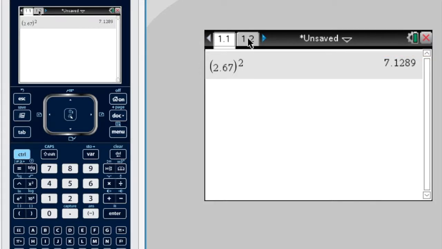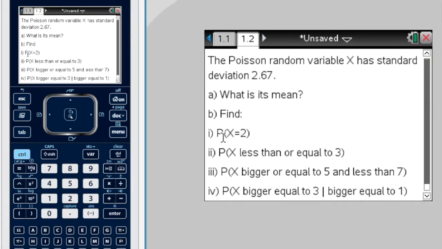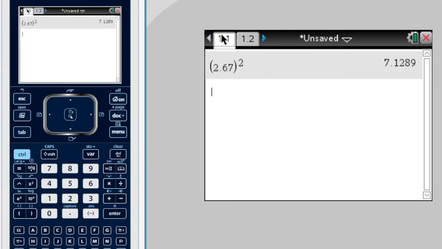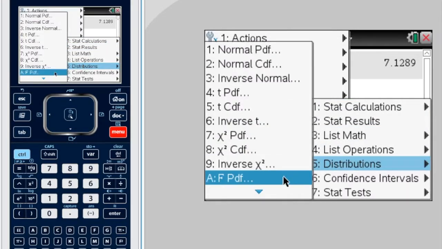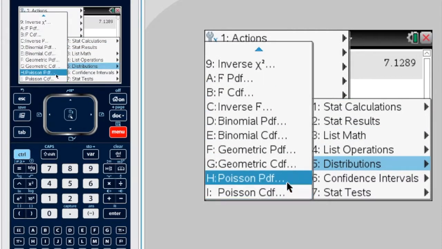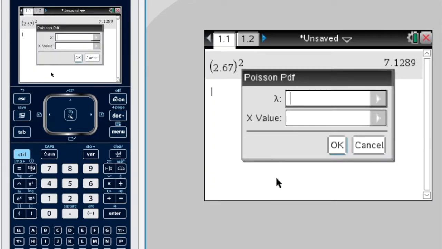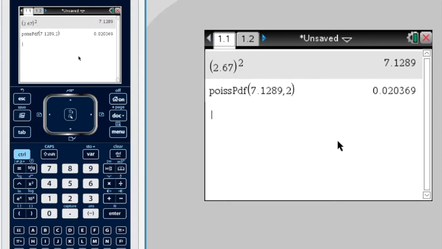Now, for the next question, it says find the probability that x equals 2. So we press menu, statistics, distributions, scroll down, and now we've got the Poisson PDF and Poisson CDF. We choose PDF if we have x equals a value. So Poisson PDF, this here is the mean, so we put in 7.1289, and then they want the x value, which was 2. Press OK, and that's the probability that x equals 2.